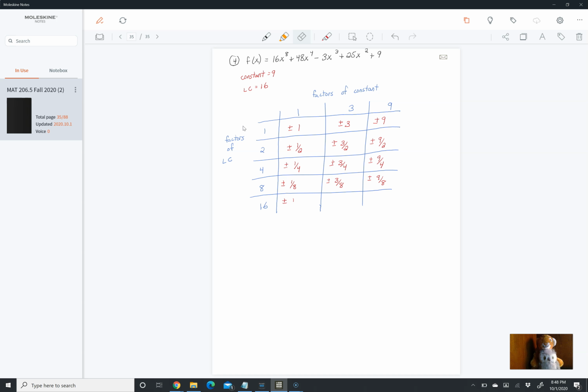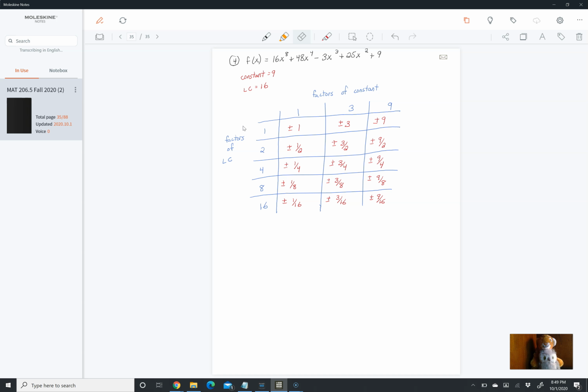Plus or minus 1 over 16. Plus or minus 3 over 16. Plus or minus 9 over 16. Unfortunately, every one of these is different. There's nothing that we could cross out. So yeah, there are 30 roots here. 30 possible roots. Okay.